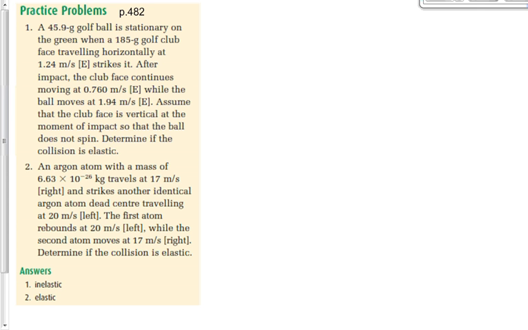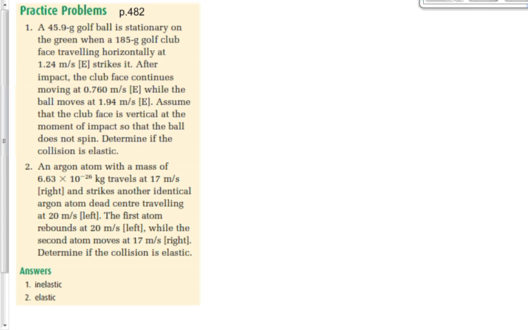What if we have two objects that are coming towards each other, they collide with each other, and they stick together? Do we know without a calculation what type of collision that is? Yes, good. We know for sure if they stick together, it is inelastic. There will be kinetic energy loss every single time.